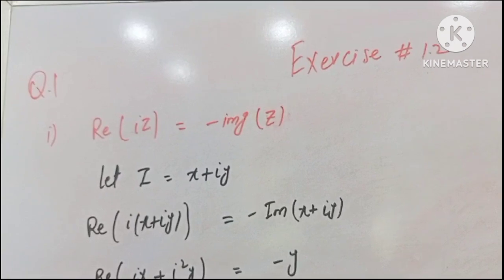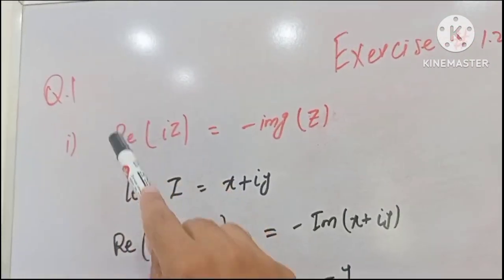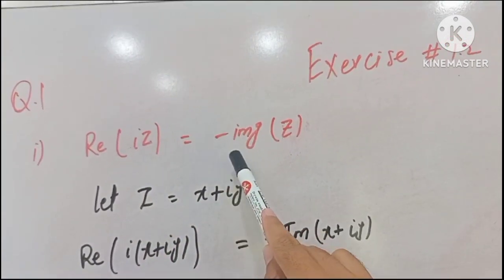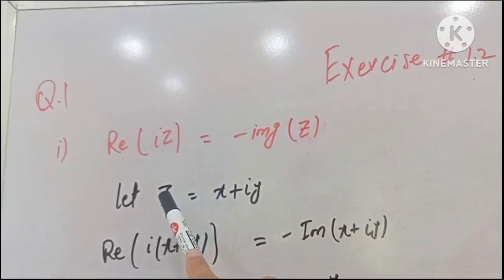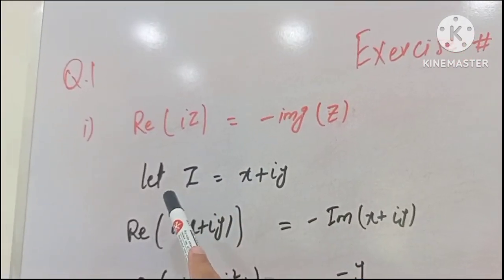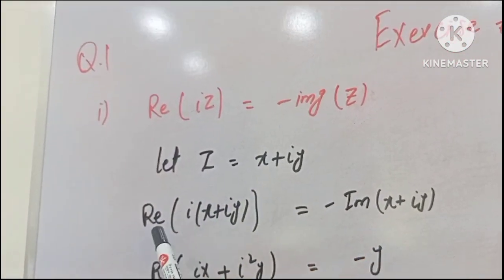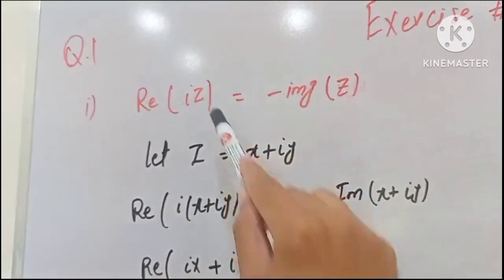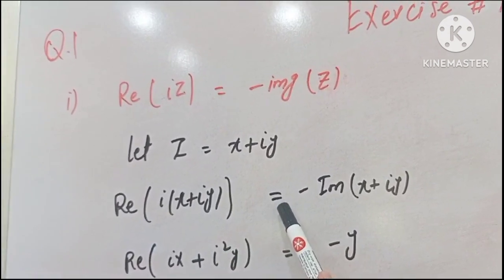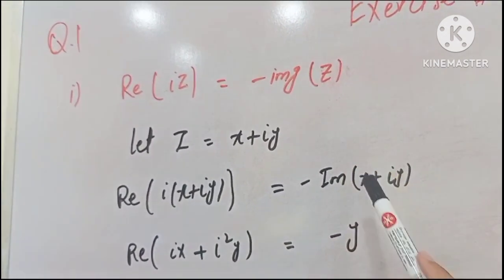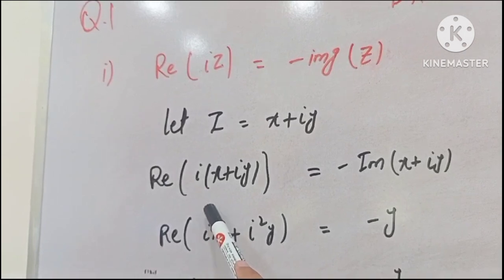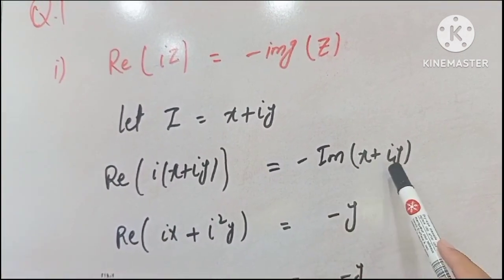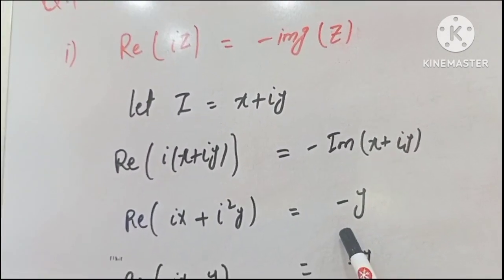Now we start exercise 1.2, question number 1. Prove that real iota z is equal to minus imaginary z. Let z is equal to x plus iota y. Now we can put the value of z: real into iota x plus iota y, putting the value of z, and equal to minus imaginary into x plus iota y. Multiplying iota within brackets, iota x plus iota square y. Here imaginary part is y and minus remains as such.